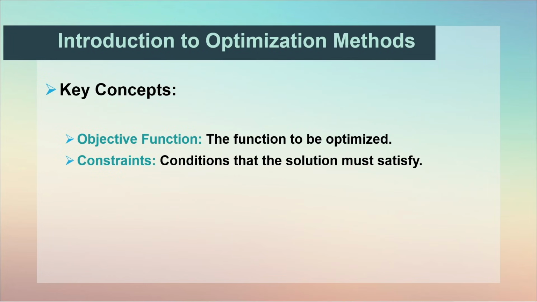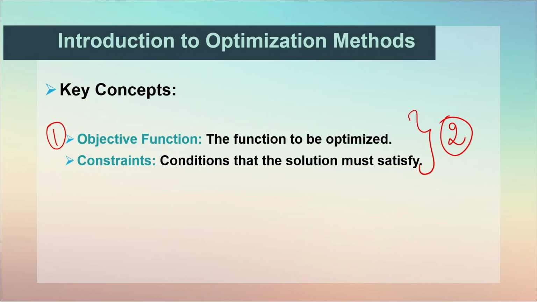The main key concepts in optimization methods are two things, one is the objective function, another one is the constraint. What is an objective function? The objective function is the function that is to be optimized. What is a constraint? Constraints are nothing but the conditions that the solution must satisfy. These two things play a vital role in proceeding with any optimization problem.